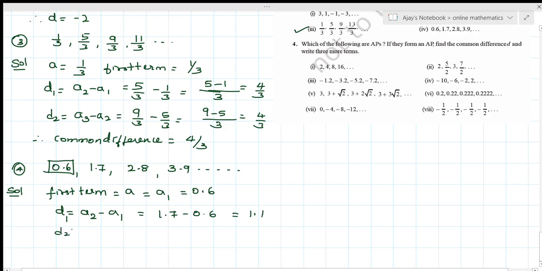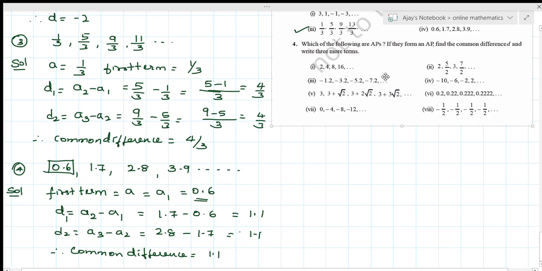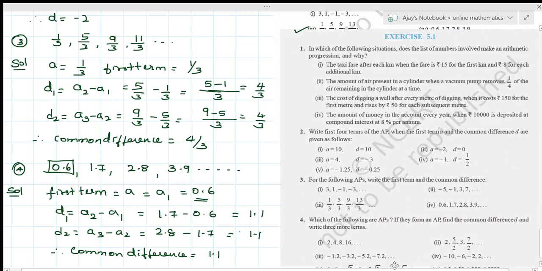So d2, that is a3 minus a2, is 2.8 minus 1.7, which is again 1.1. So therefore I can conclude that the common difference is 1.1 and the first term is 0.6. I hope you understood all the problems of question number 3. Let us continue with question number 4.